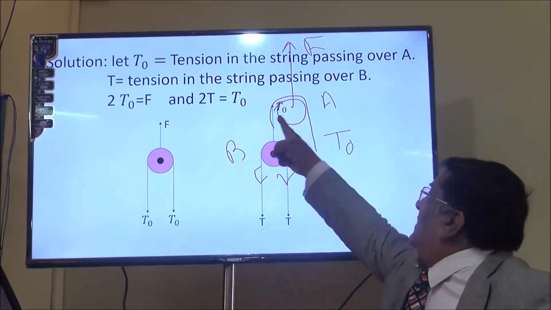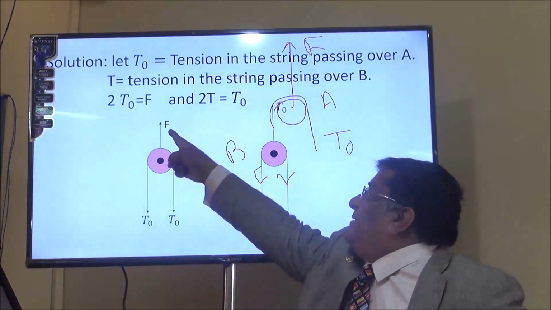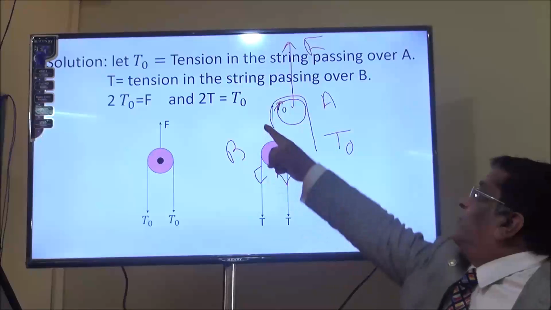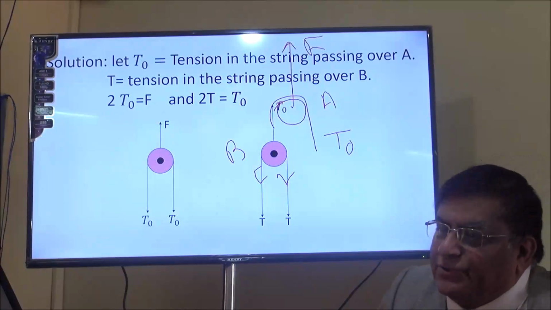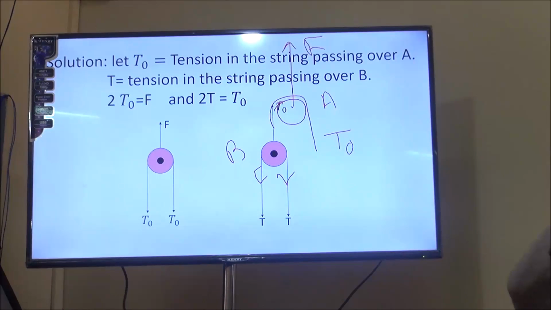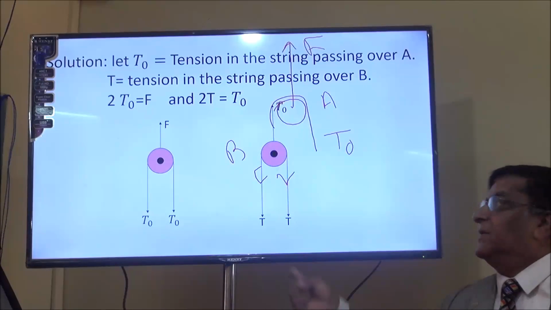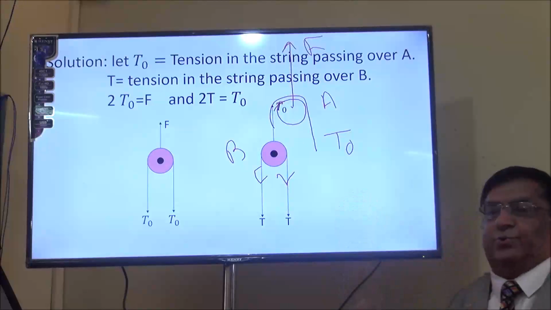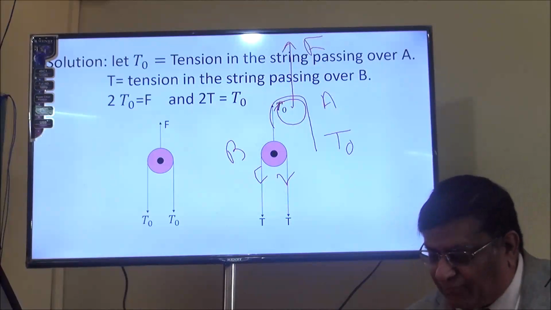Same thing you apply here. This is T naught, this is T naught. So what should F be equal to? You get the equation 2T naught is equal to F. Is it clear to you? In this procedure, at the center the net force on the pulley is equal to the sum of the two tensions, because this is also pulling it down, this is also pulling it down. So this one is equal to 2T. Is that clear? So we got those two equations, and let's move further.